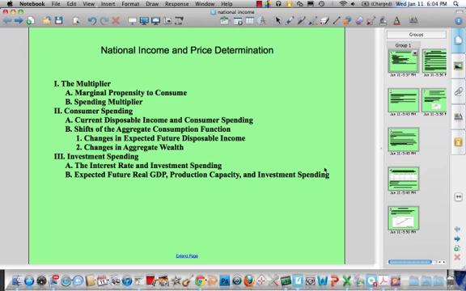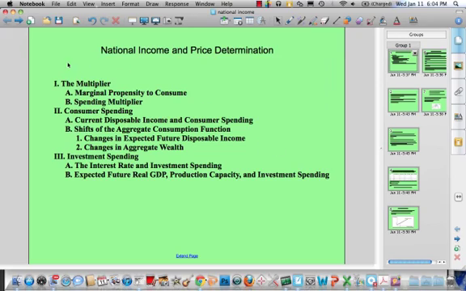Hi everybody, tonight we're going to start our discussion of national income and price determination, which is Krugman model, module 16. We're going to break this into two class sessions, so we'll cover some of this tonight and then you can cover the rest of it on Thursday night. Tonight we're going to cover the multiplier.